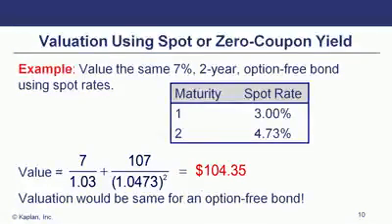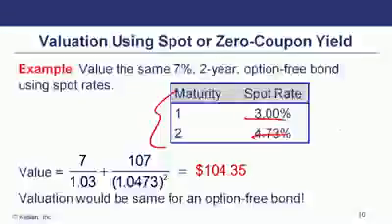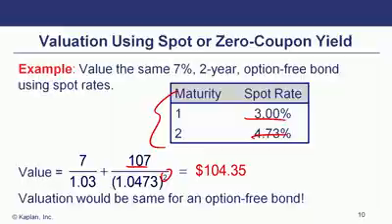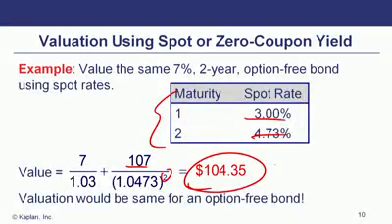Now, valuation using a zero-coupon or spot yield. If we look at the same 7% 2-year option-free bond, these are the spot rates. We have a 3% spot rate at time 1 and a 4.73% spot rate at time 2. We have a cash flow that comes at time 1, the $7 coupon divided by 1.03. We have a cash flow that comes at time 2, the 107, the return of principal and final coupon payment. We bring that back 2 periods at 4.73%. Notice that we get 104.35.